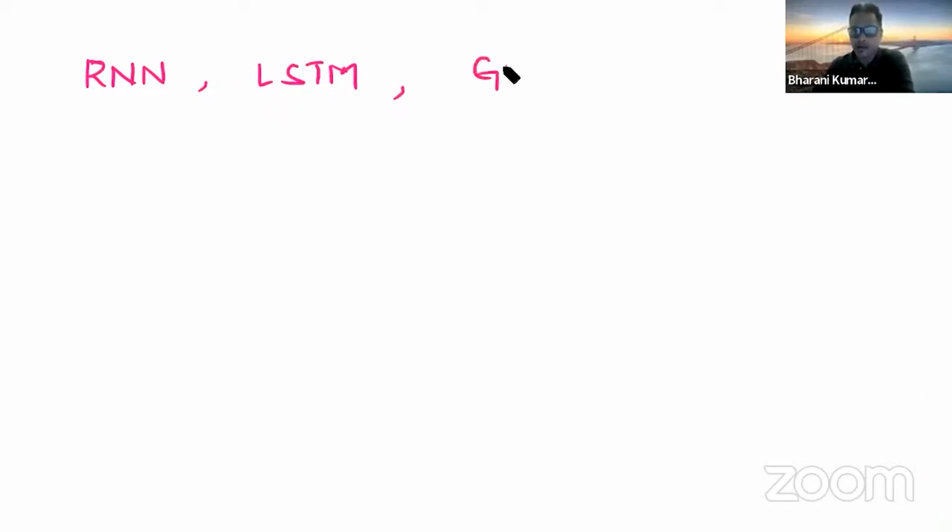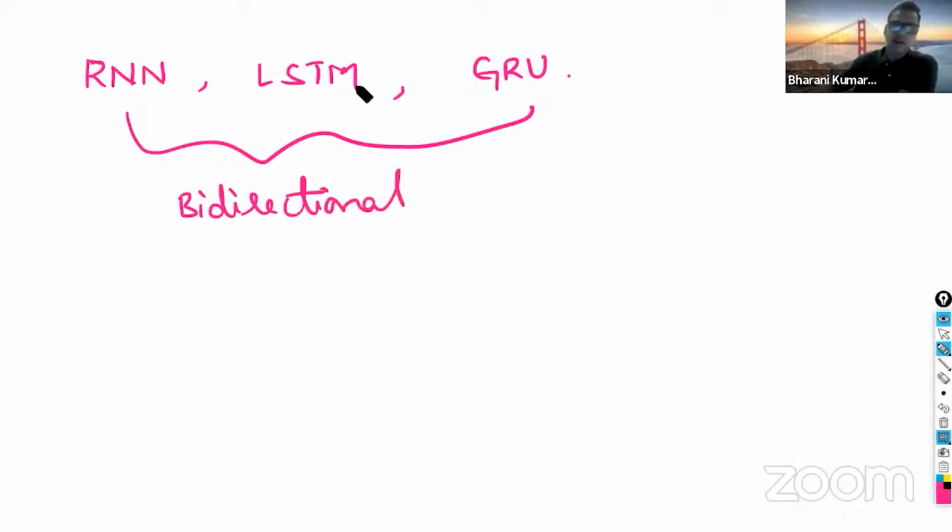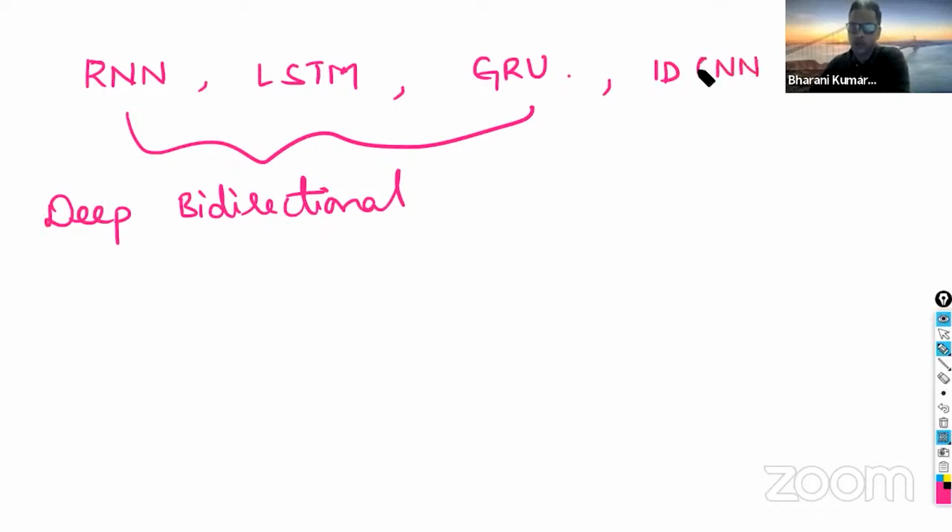So we have recurrent neural networks. We have LSTM, long short-term memory. We have gated recurrent units. And within these, you have bi-directional variants: bi-directional RNN, bi-directional LSTM, bi-directional GRUs. And then we also have deep bidirectional RNNs, deep bidirectional LSTMs, deep bidirectional GRUs. We also have the one-dimensional convolutional neural network, which is used to deal with textual data. It's very fast.